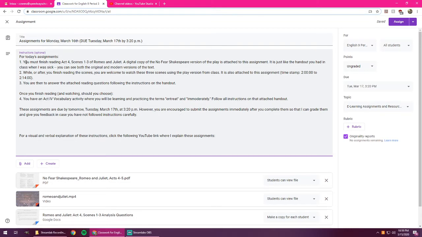First thing that you're going to do is you're going to finish reading Act 4, Scenes 1 through 3 of Romeo and Juliet. Now, in class, we had read a lot of Scene 1. My periods were in different places. Period 3, I think, was further than period 4, but in either case, you want to make sure that you get through the first 3 scenes of Act 4 of Romeo and Juliet.